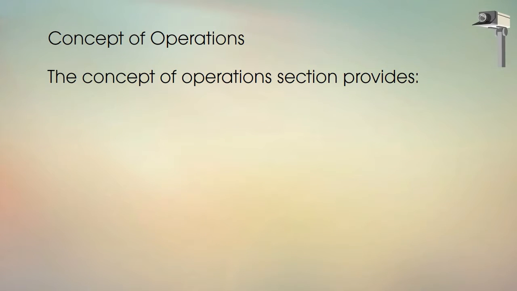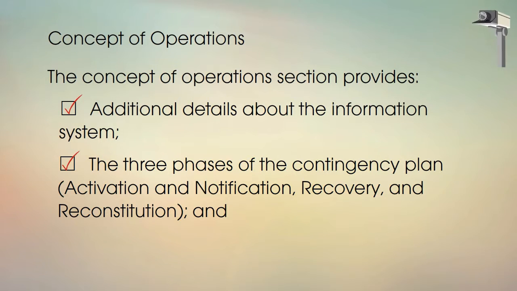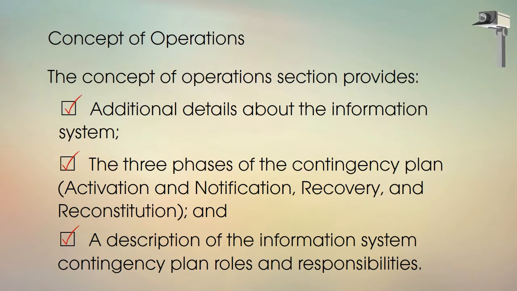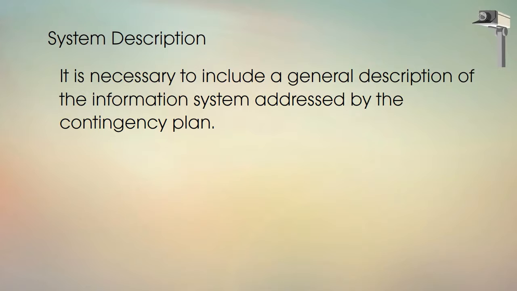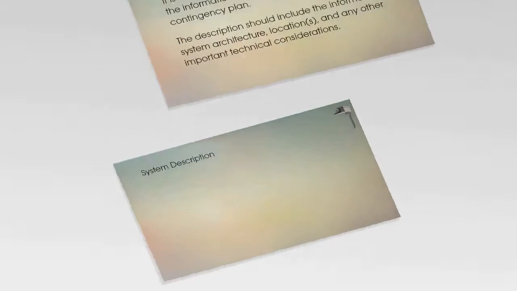Concept of operations. The concept of operations section provides additional details about the information system, the 3 phases of the contingency plan, activation and notification, recovery and reconstitution, and a description of the information system contingency plan roles and responsibilities. System description. It is necessary to include a general description of the information system addressed by the contingency plan. The description should include the information system architecture, locations, and any other important technical considerations.